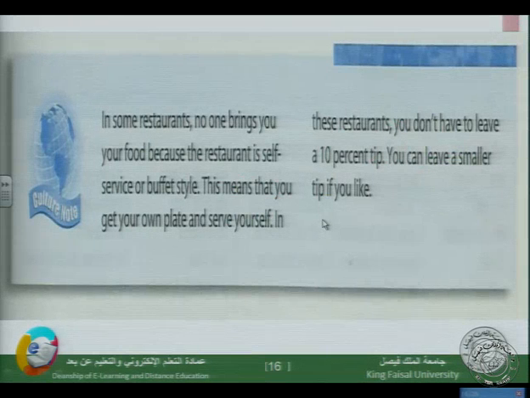Let us now go to our cultural notes to have a break. It says, in some restaurants, now we are continuing our discussion about restaurants. We have talked about the restaurants in the Arab world or the Middle East. In some restaurants, no one brings you your food because the restaurant is self-service or buffet style. This is correct, it's self-service. This means that you get your own plate and serve yourself. You don't have to be lazy and wait for the waiter to clean everything.